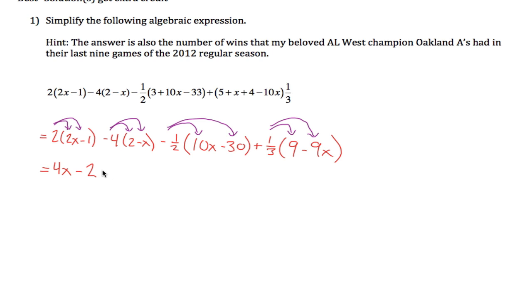Negative 4 times 2 is negative 8. Negative 4 times negative x is positive, a negative times a negative is a positive 4x. That one's a little bit tricky. Be careful. Make sure you're distributing this negative 4 to both of these terms. That will trip a lot of people up.